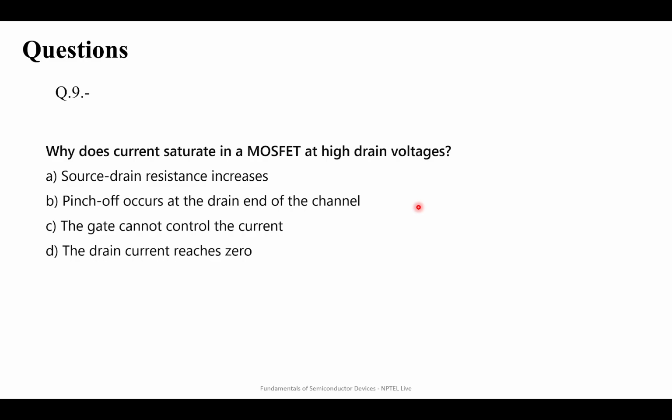Why does the current saturate in a MOSFET at high drain voltages? Source drain resistance increases, pinch off occurs at the drain end of the channel, the gate cannot control the current, the drain current reaches zero. The pinch off occurs at the drain end of the channel. That is correct.